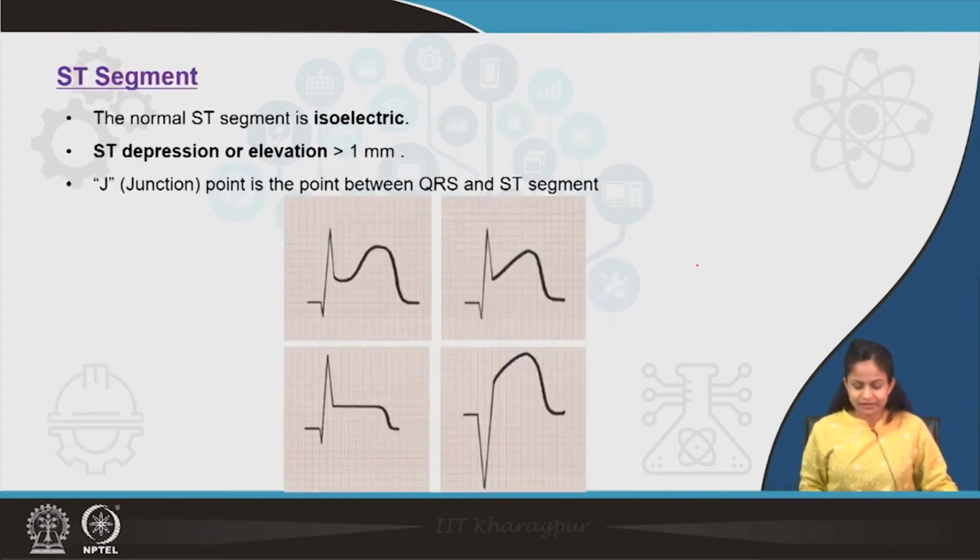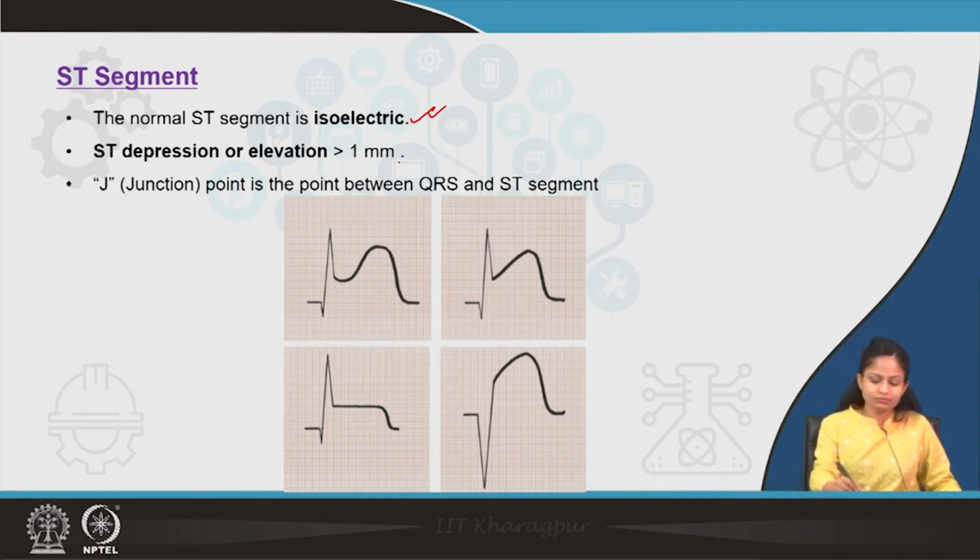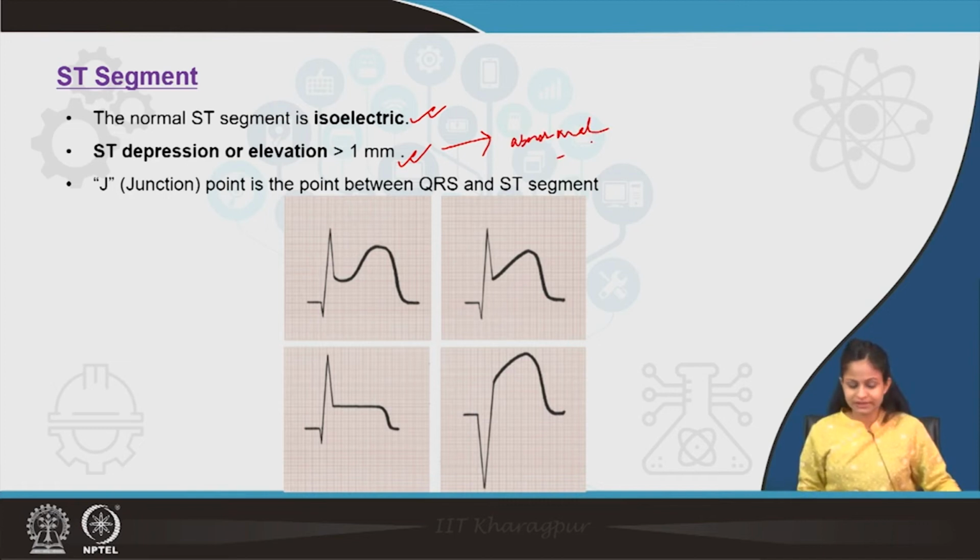Now, coming to the ST segment, it should be isoelectric, a straight line. Sometimes, in normal conditions also, there could be an elevation, usually seen in V1 and V2 leads, but this elevation usually falls within 1 millimeter. If the ST depression or elevation is more than 1 millimeter, that is abnormal, and this is very much seen in acute myocardial infarction.